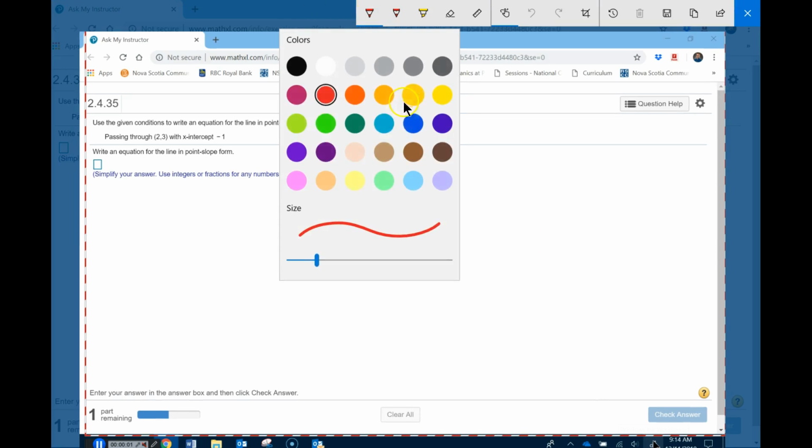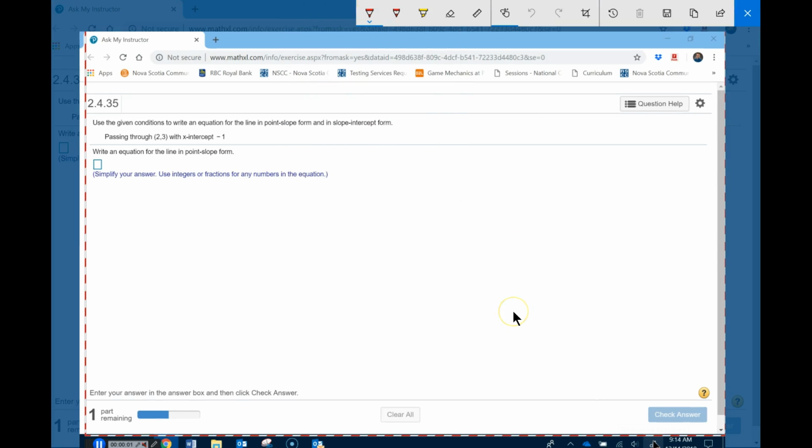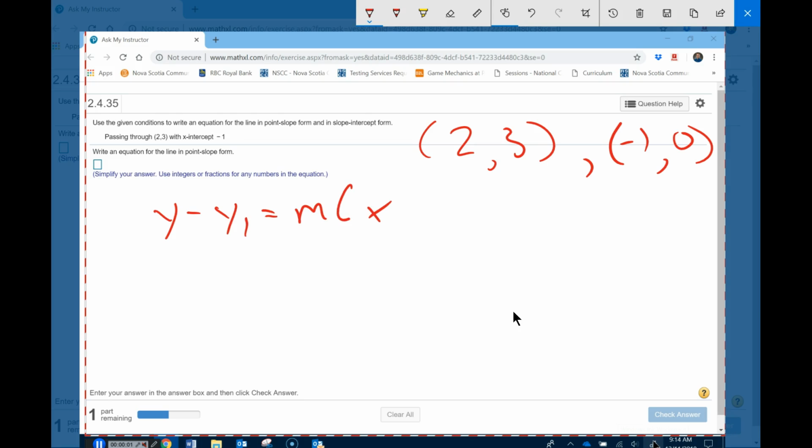So I'm just gonna get caught up to you and work it through. We have 2 points, right? We know we're at the point 2 and 3, and we have another point at -1 and 0. So when we do the slope-intercept, or sorry, point slope, that's gonna be y minus y1 equal to m times x minus x1.